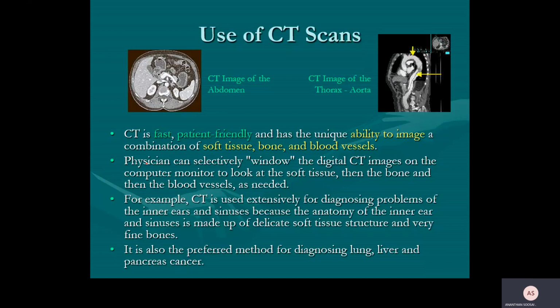You have to stay still for a long period of time for MRI. There is a loud sound. And it is expensive. That's about MRI.